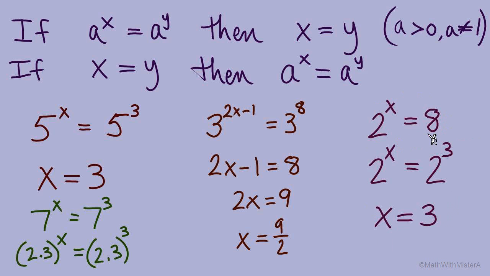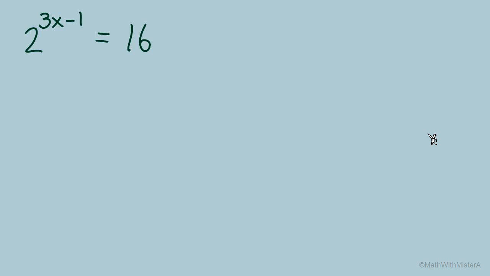So let's take a look at another example like this, where we're going to start with an equation and aim to get the same base on both sides of the equation, and then we can set the two exponents equal to each other. Here's that example. You could pause the video right now and try this one, and then restart, and we'll look through the answer together.